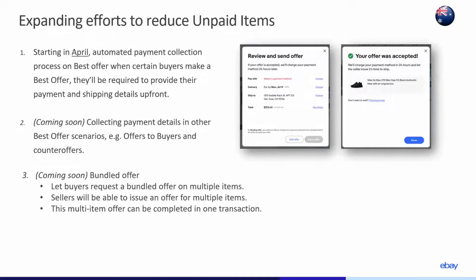As mentioned in the previous seller release, we are continuously putting effort into reducing unpaid items by automatically collecting payments from buyers when their best offer is accepted. Later this year, we are going to expand this effort to other best offer scenarios, including offers to buyers and also counter offers. Buyers will also be able to request bundle offers on multiple items when they make a best offer. These multi-item offers can be completed in one single transaction, saving you time and making it easier for the buyers to purchase more of your items.